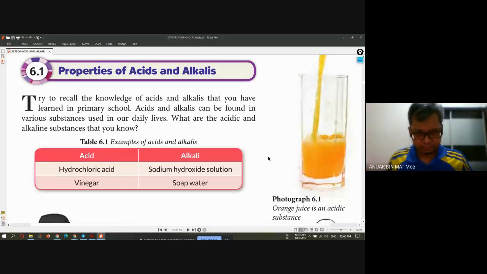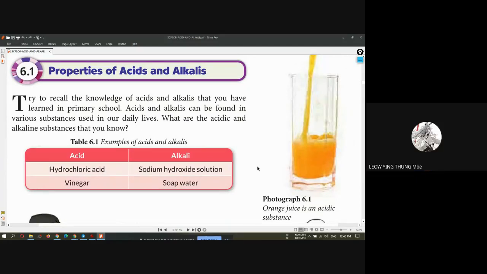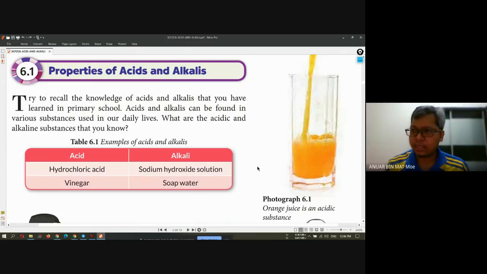What is acid? And then what is alkali? Okay. Any idea what is acid and what is alkali? Sour. Sour, right? Okay. I think in your primary school you already learned the properties of acid, right?